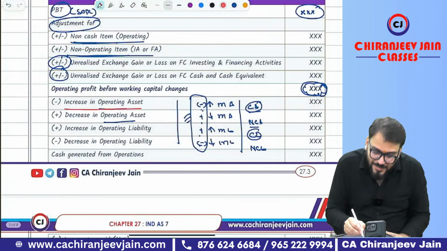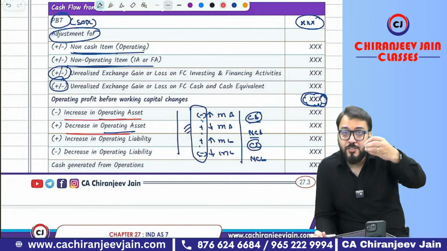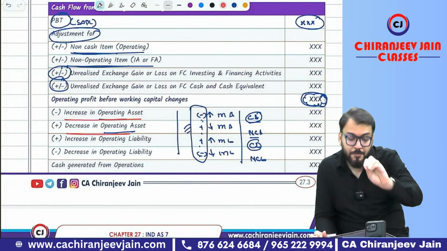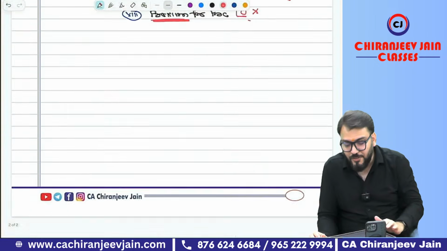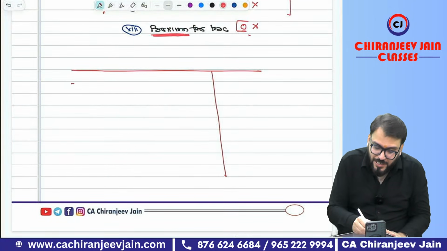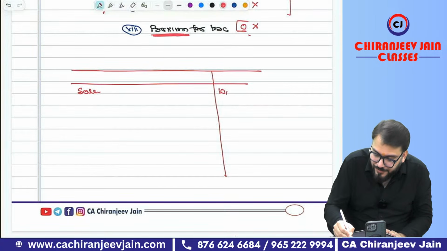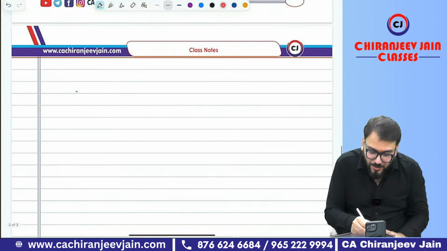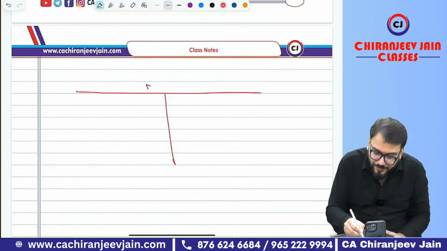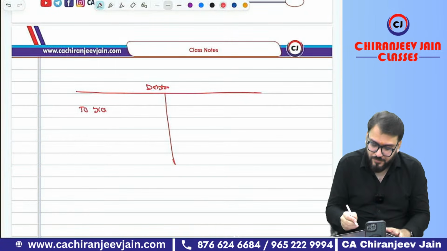Now, increase in asset, increase in liability. Just try to understand. Your profit and loss account was prepared on accrual basis, but the cash flow statement will be prepared on which basis? Cash basis. Now, whatever sales is coming, suppose that is 10 lakh. Correct? I will only explain debtor. Creditor you understand on your own.